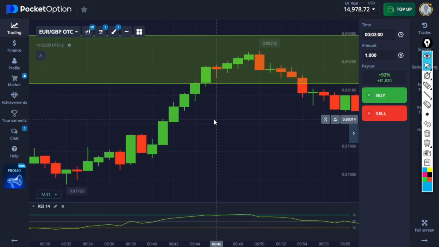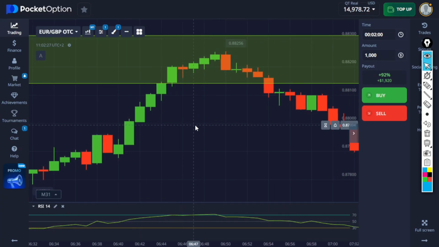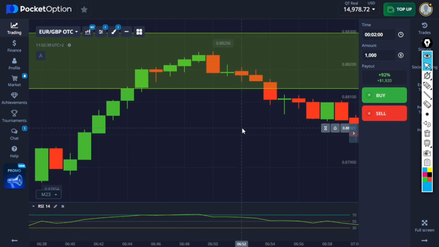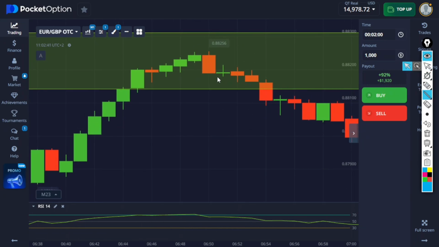So zooming in a bit closer, the first confirmation, check. Price is in a resistance zone. The second confirmation we're looking for is a break of structure. We're looking for a break below the most recent low. And here we have the most recent low. On this candle here, we got a break of structure. So confirmation two, check. Now, what does the RSI show us?